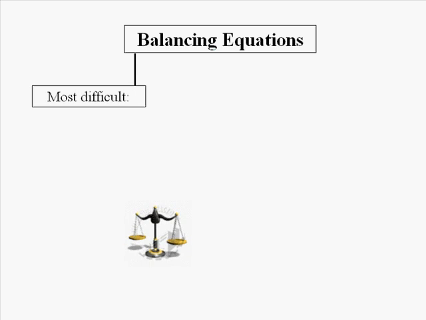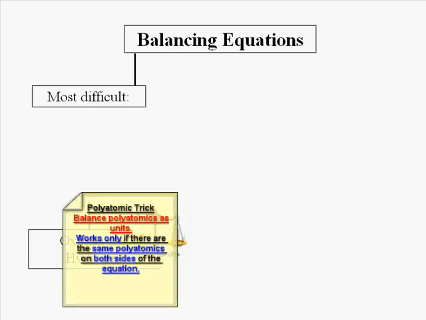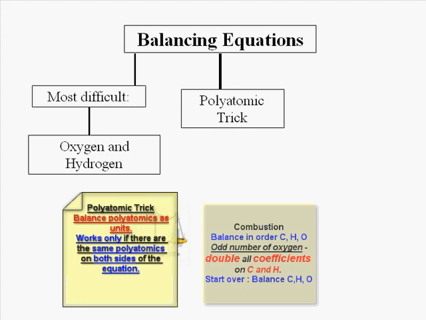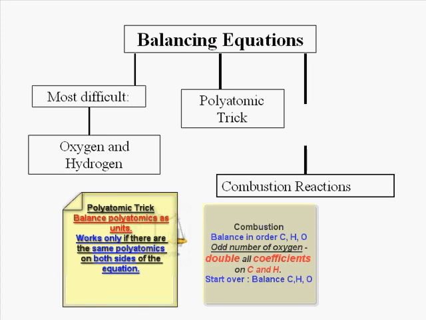Balancing equations. Remember, you're trying to get the same number of atoms on each side of the equation. The most difficult ones to balance will be oxygen and hydrogen. Lecture notes did cover a polyatomic trick, and combustion reactions.